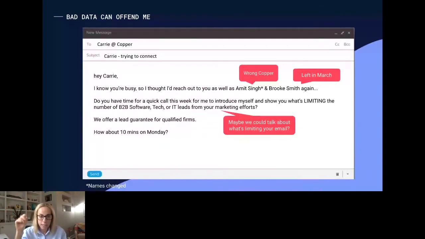And then he insinuated that I would be missing out if I didn't connect with him. But the first person he mentioned doesn't and never worked at Copper. They work for a company called Copper LLC, which has absolutely nothing to do with Copper, but you can see how that mistake would have been made. And the second is an employee who left the company in early March, and I received this email in August.